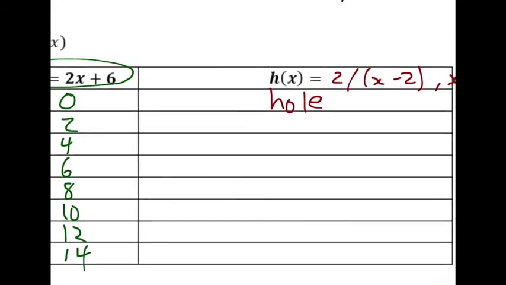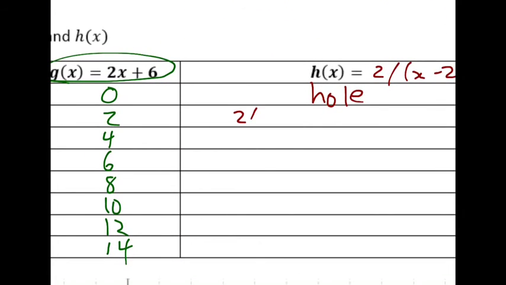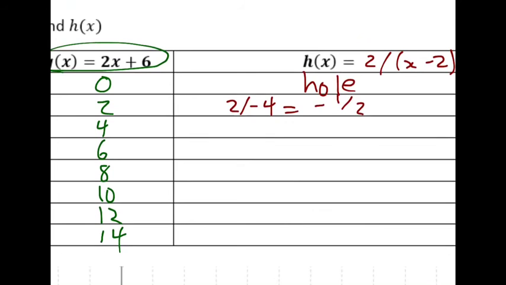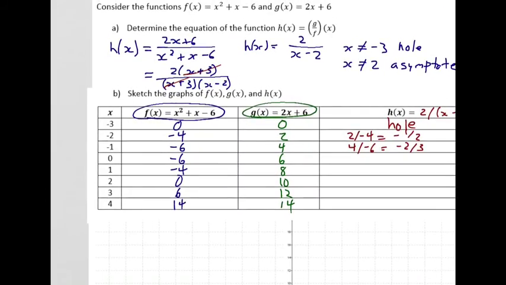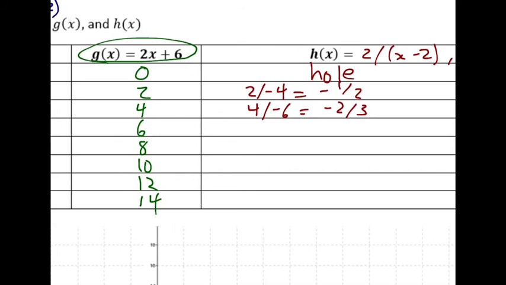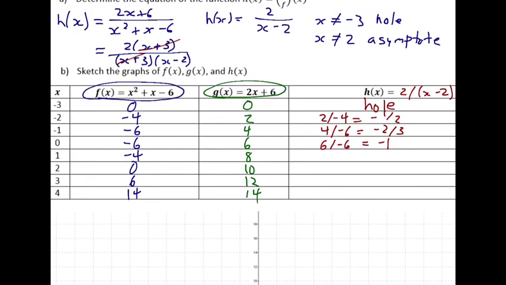2 over negative 4. That's g over f. That just reduces to negative 1 over 2, right? Yeah. And then, what's next? 4 over negative 6. That's negative 2 over 3. Then 6 over 6, that's going to be 0. Nope. 6 over negative 6 is negative 1. Okay, what else we got? 8 over negative 4.